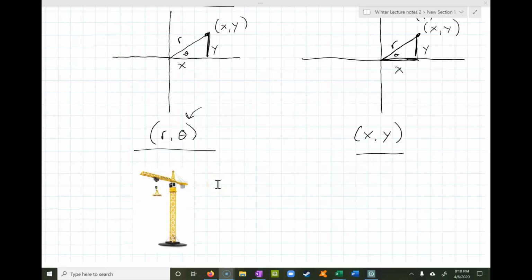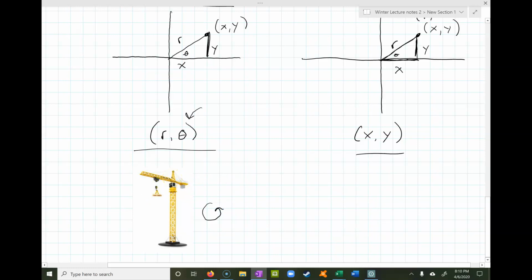Another great real-life example of the polar coordinate system is this crane here that suddenly appeared out of nowhere. I don't know if you've seen these before, but whenever they're building big buildings, they use this type of crane, and basically this thing can swivel. It can turn around like this.